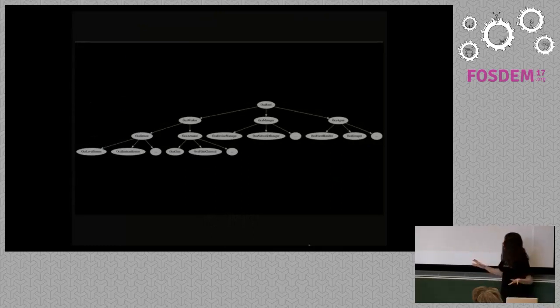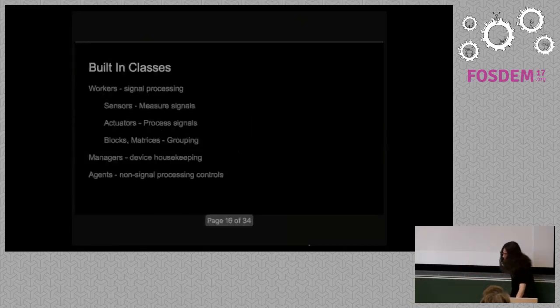So that was the base class, and now we have a rough outline of our class hierarchy. It's quite dense and rich, so don't worry about the details there. But the built-in classes are split into three main groups, and then workers has subgroupings. The actual signal processing happens in workers. Managers and agents kind of deal with more global state of the device in various capacities.